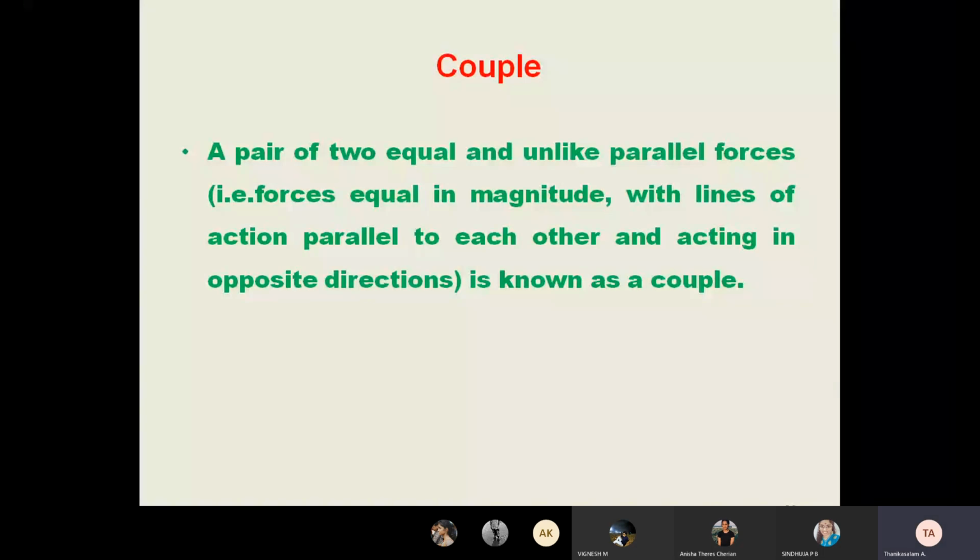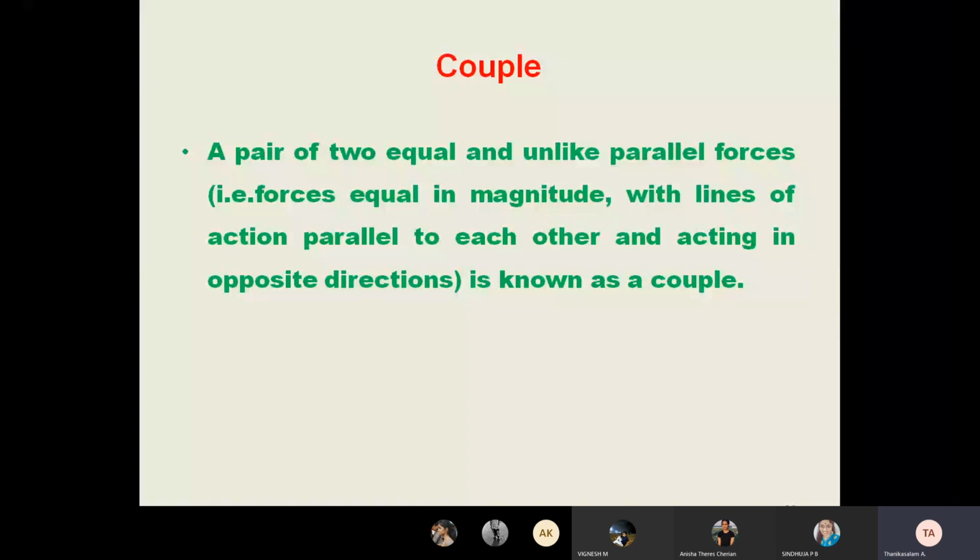Then couple. Class representative, can you read the statement? Couple. A pair of two equal and unlike parallel forces, that is, forces equal in magnitude with lines of action parallel to each other and acting in opposite directions, is known as a couple. Two forces acting in opposite directions and separated by some distance is called a couple.